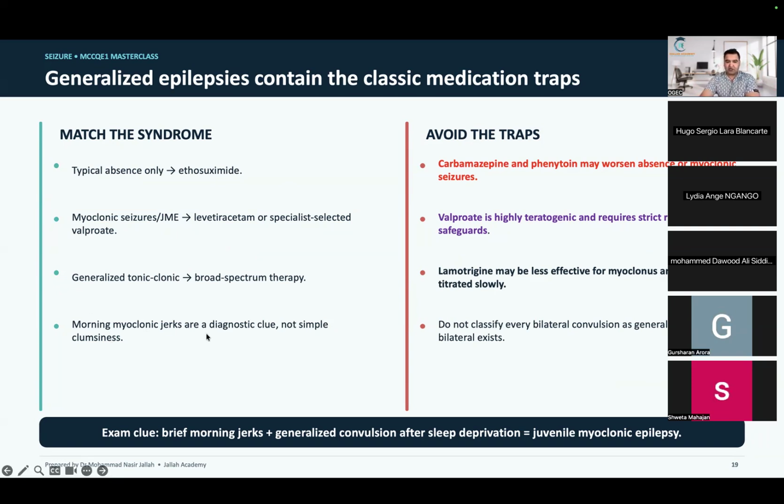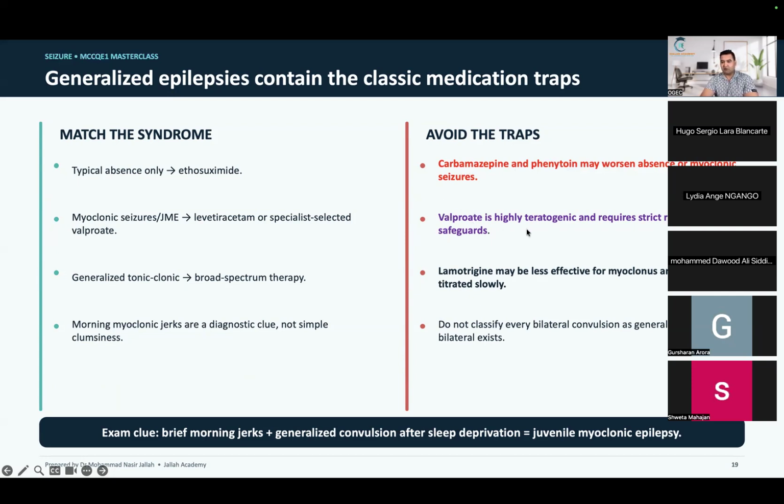Morning myoclonic jerks, levetiracetam. What makes generalized seizures worse? Carbamazepine. What makes myoclonus worse? Phenytoin. Can we use phenytoin for generalized? Yes. Carbamazepine and phenytoin may worsen absence or myoclonic seizures.